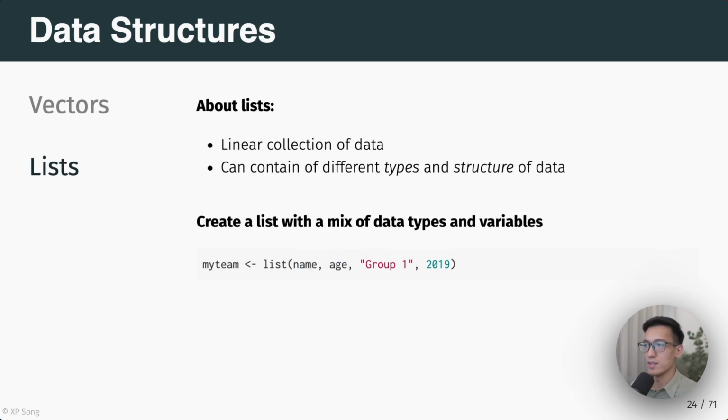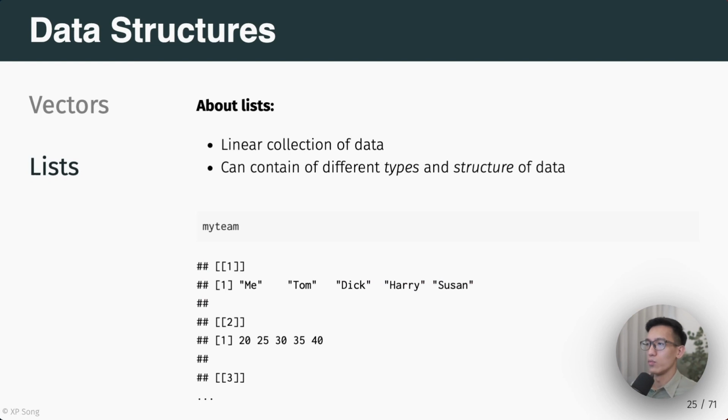So to create a list, we can use the function list, and in this case, create a list of 4 elements. So this first element would be a vector, this as well, and in this third element, we have a character string, and the fourth element would be a numeric element. We can assign this to a name called my team.